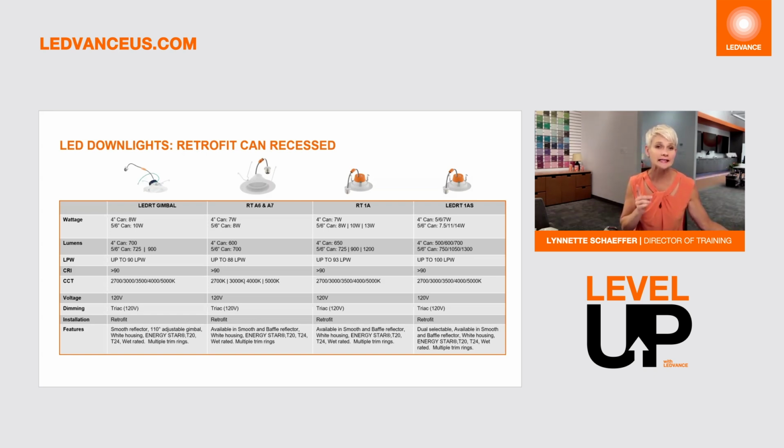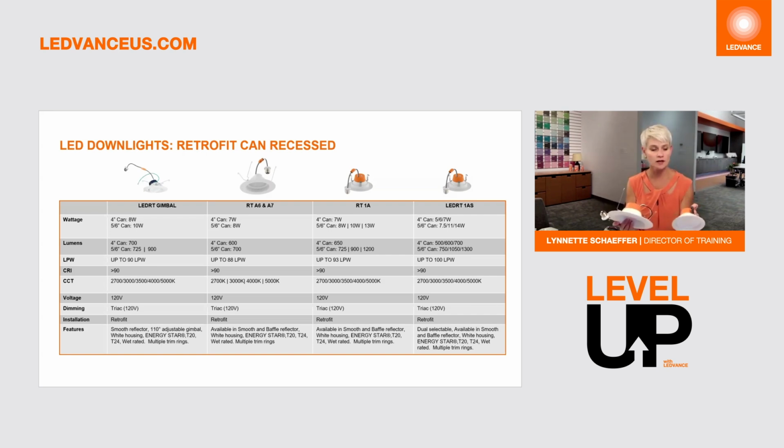The RTA6 and the RTA7 is more of your basic offering since it's only available in fixed wattage and static CCT. However, it does have the option of that smooth baffle or the more rough baffle. These, of course, are actually the next two, the RTs. So the RT1A, which is this one, is basically an upgrade to the fixed wattage, but it is CCT selectable and wattage selectable. So you've got that option on the back here.